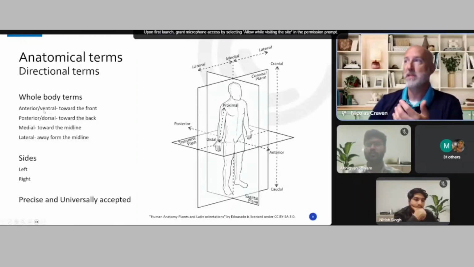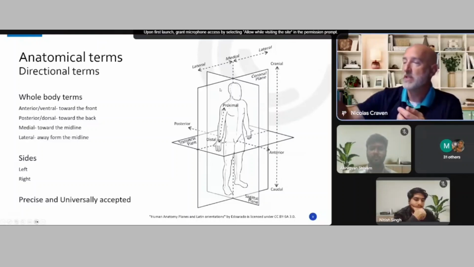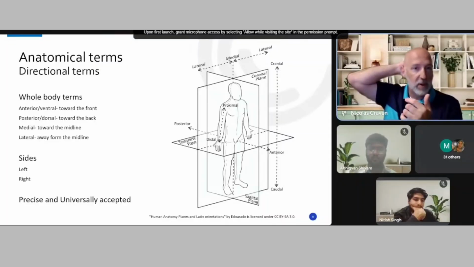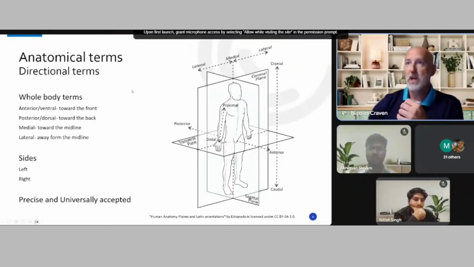So we have terms like anterior or ventral. They're both the same thing, and that means towards the front. You can see the front of the body would be anterior. Posterior would be the opposite of that. Posterior or dorsal is the back side of the body. You can't quite see it in this image, but it's the back part of your body. So when we're talking about your face, for example, you'd say your face is anterior and the back of your head is posterior.